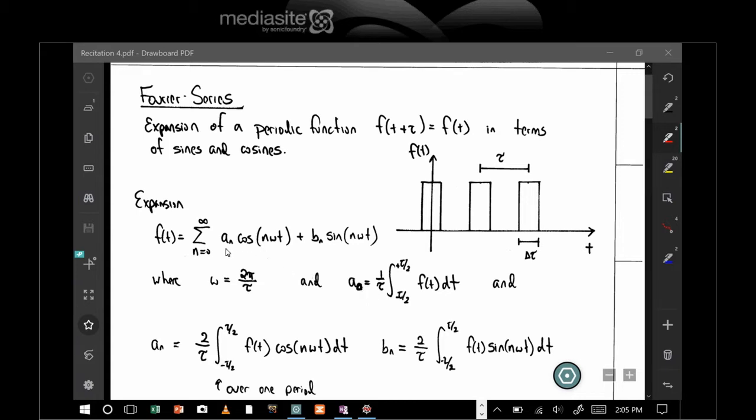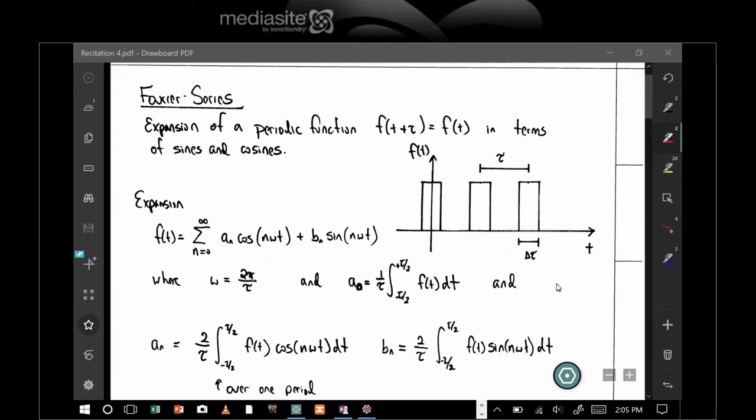So how do I get the terms a sub n's and b sub n's? I have to do integration. The a sub 0 term is a special term. It's basically the area under the function over one period. So I go from negative tau over 2 to tau over 2. That's over one period. And I divide by tau. So I take this integral, which is the area under the function divided by the period of the function. That gives me the a sub 0 term.